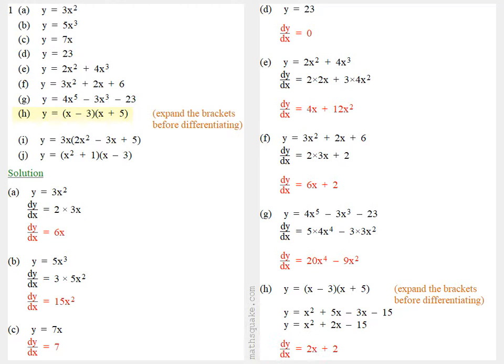So dy by dx equals, now x squared becomes 2 at the front, x to the 1, that's 2x, and plus 2x differentiates just to give 2, the number at the end disappears. So dy by dx is 2x plus 2.